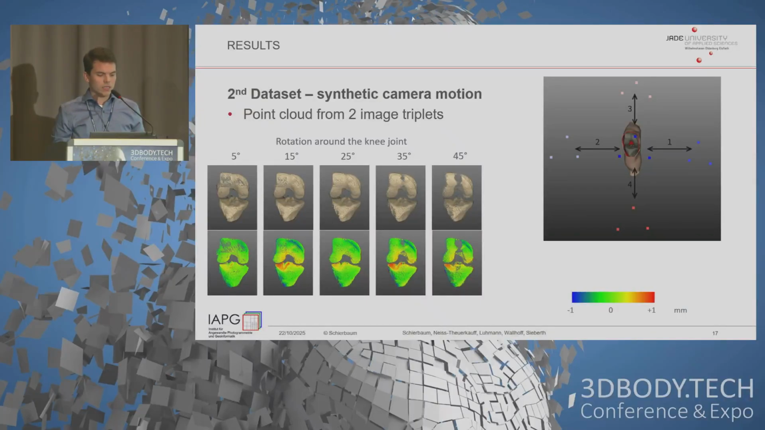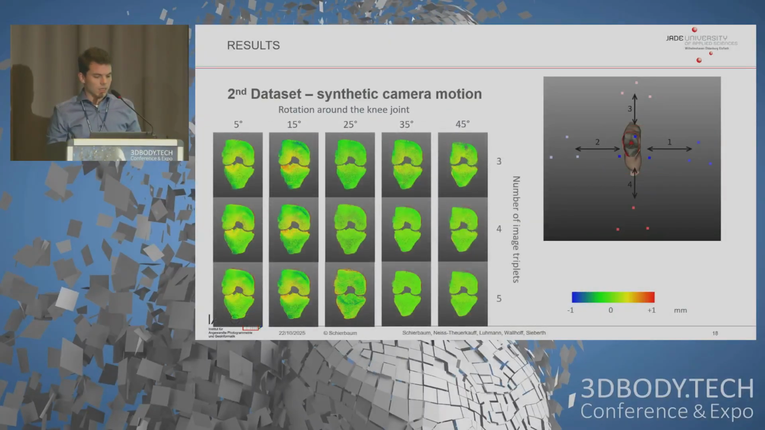If we look at our second data set, how much rotation can we use around the knee to get a good point cloud? The best one is a 25-degree rotation. For the second results from the data set, we increase the number of image triplets. We have almost the best surface at 25 degrees.